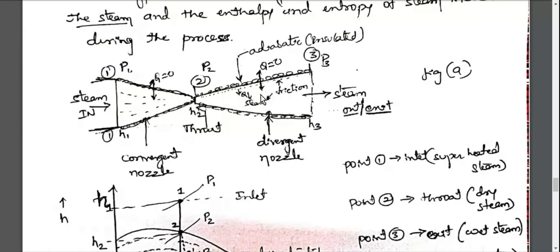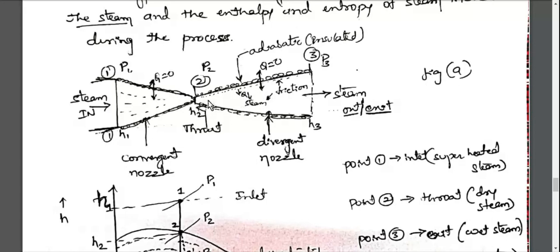So due to the addition of heat, the enthalpy increases. If you consider H2 and H3, from H2 to H3 the enthalpy increases. If the friction is not considered, then H2 will be more than H3. Are you able to understand the point clearly?